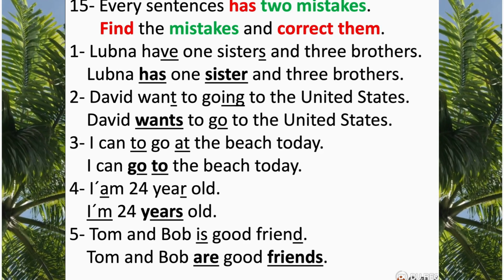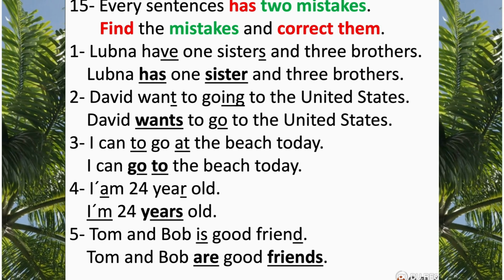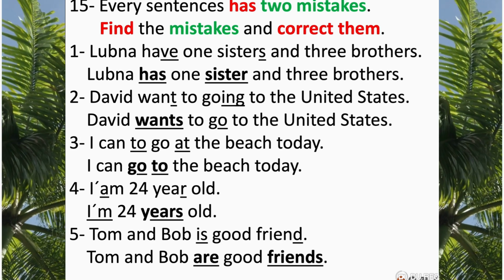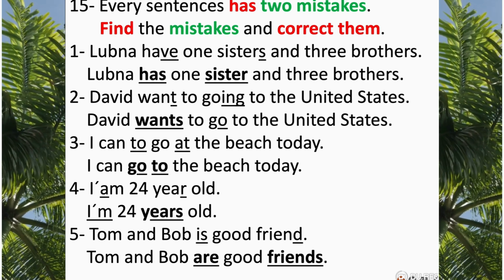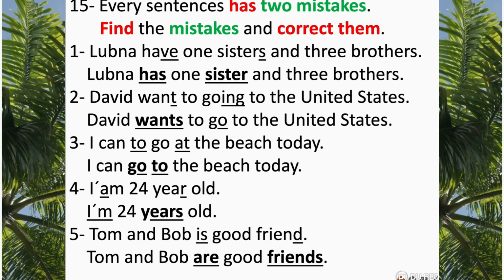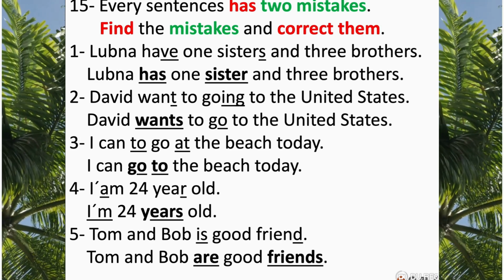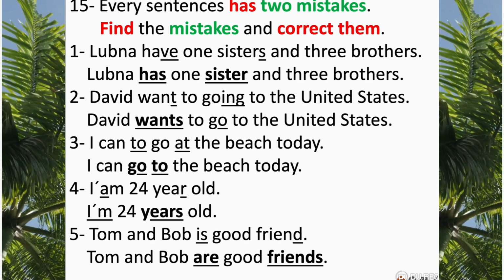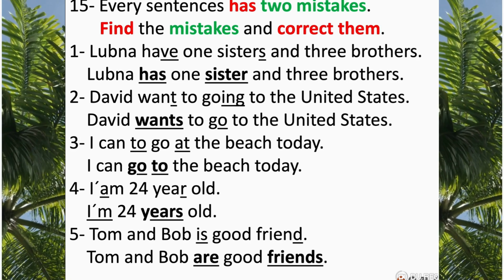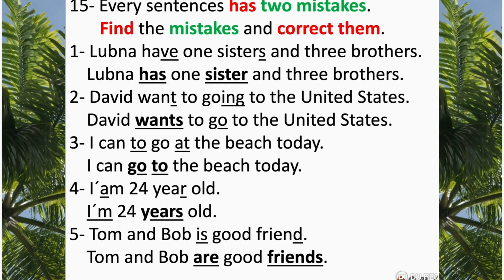David want to go into the United States. The problem here is with want. With David, it means he, and in present simple, he wants. David wants. We don't say to go in to the United States, especially after want. The verb is in the infinitive, to go. He wants to go, not to go in. He wants to go, or David wants to go to the United States.